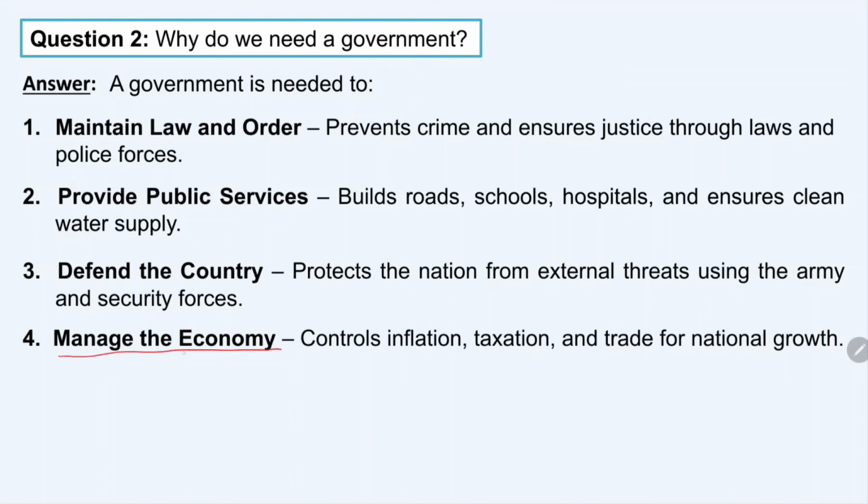So government is needed to manage the economy of the country, to control inflation, and to handle taxation and trade for national growth. Inflation is when the price of certain essential things keeps increasing day by day. For example, take chocolate. The chocolate which we used to get earlier for 10 rupees was bigger, but today, even if you get that chocolate for 10 rupees, the size gets smaller. That is inflation, isn't it? Or the earlier bigger-sized chocolate now costs 20 rupees.